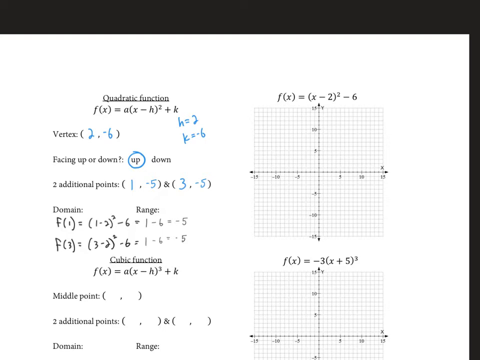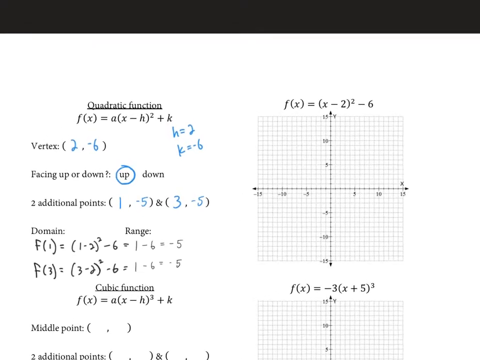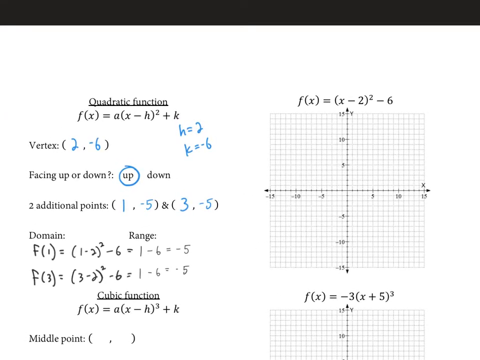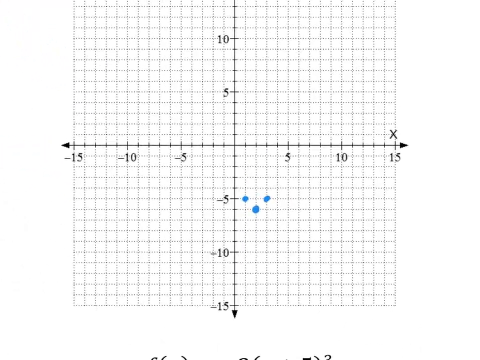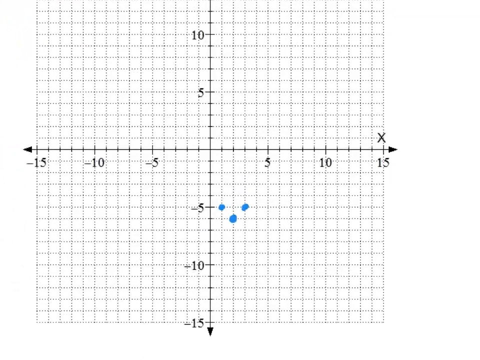Okay, so let's graph it, and then we'll do domain and range. So vertex and the 2 additional points. Vertex is at 2, negative 6. And then 1 comma negative 5, 3 comma negative 5. Okay, and then just remember for quadratics, the general shape is curvy, like a U.